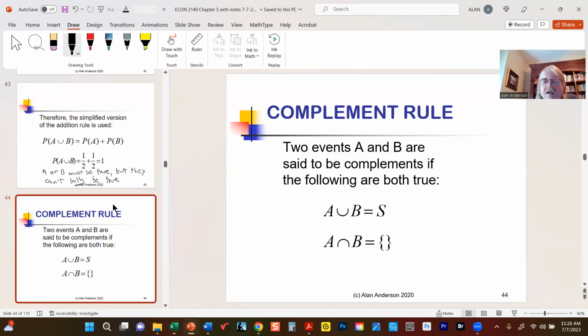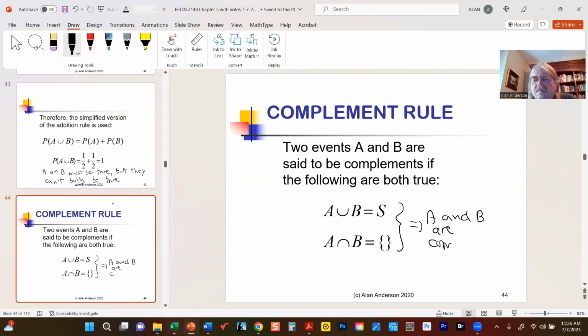First of all, their union gives us the entire sample space. And secondly, their intersection is empty. Right? If both of these things are true, A and B are complements. Now, that's a very abstract definition. Let's think of some real-world examples.